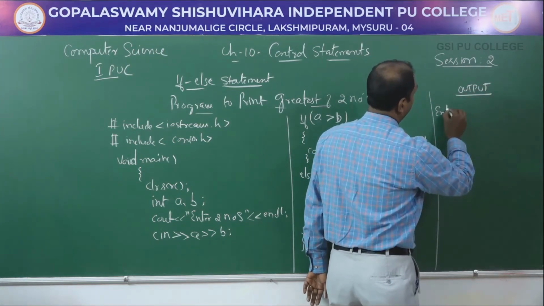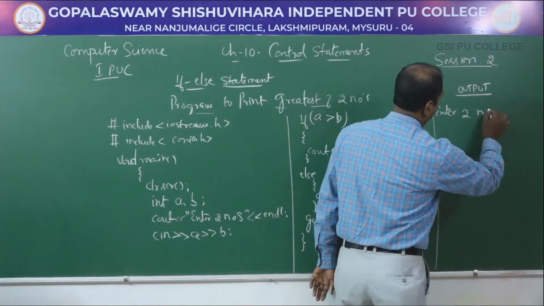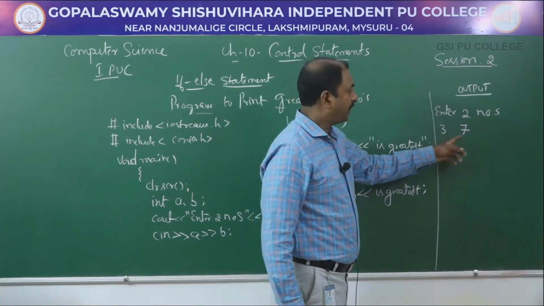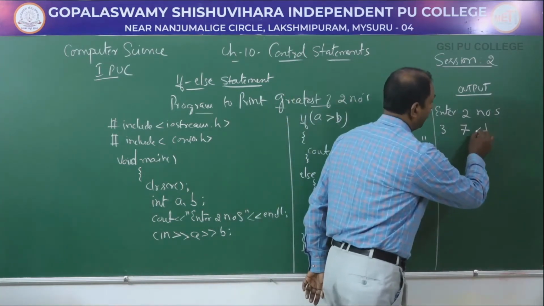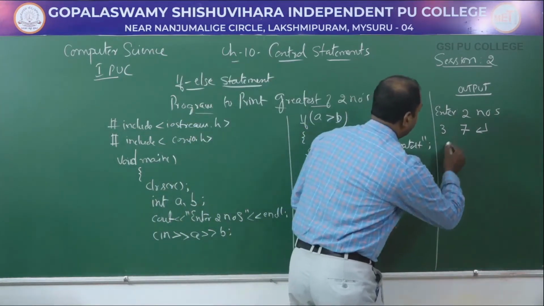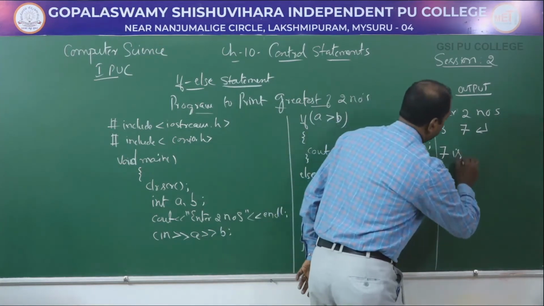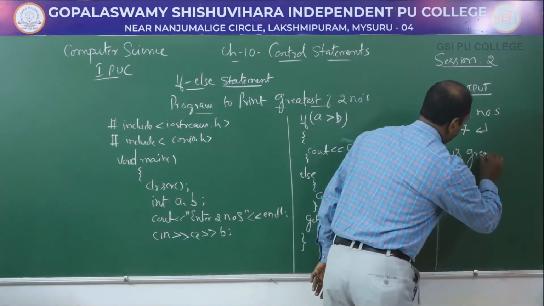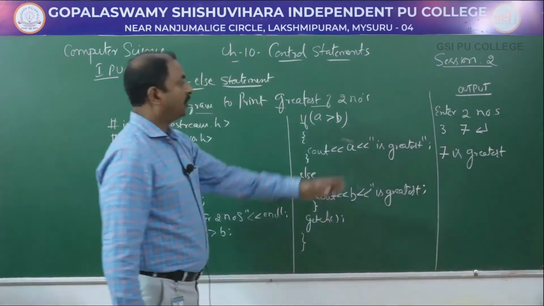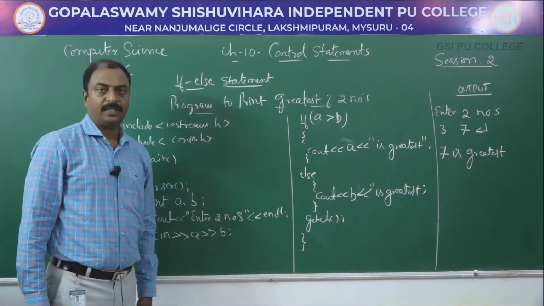first we get the message enter two numbers. Suppose we enter 3 space 7, then press the enter key. So in this example, it is going to print the b value as b is 7 is greatest. So this is the output of this program using the if-else statement.